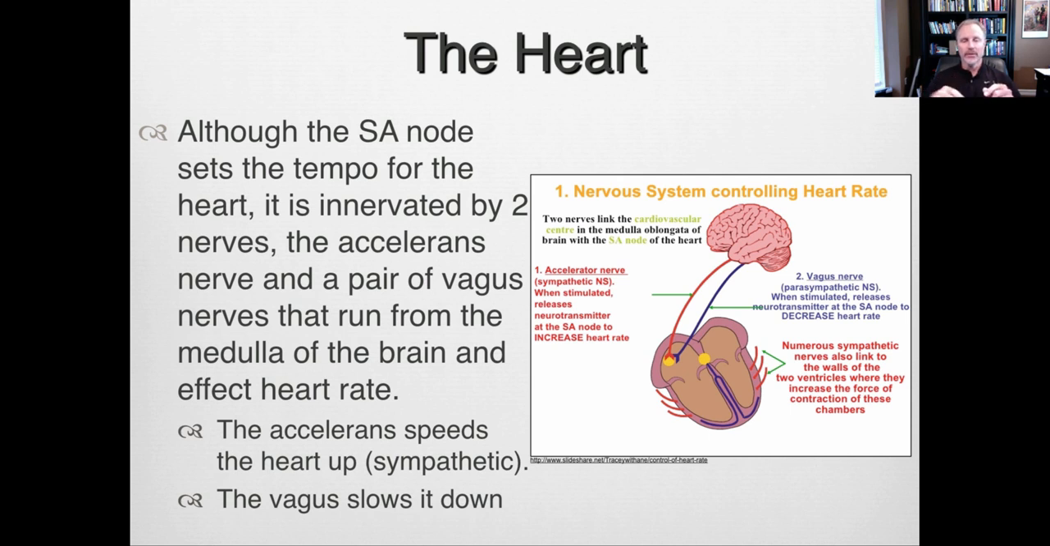So we have the accelerans nerve, and that reminds you of accelerate. That's going to accelerate the heart rate. We'll talk about that here in just a second. And then you have the vagus nerve, which is going to act to slow it down.